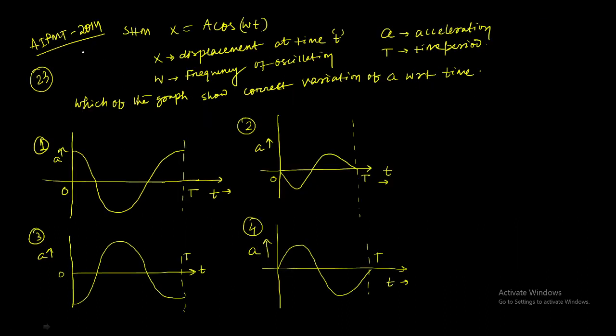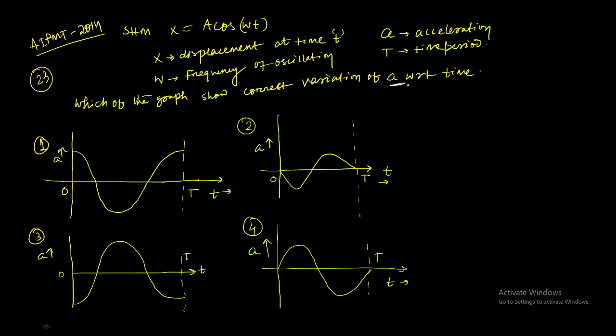Now see question number 23. SHM is given x equal to a cos omega t. x is the displacement at time t, and omega is the frequency of the oscillation. Small a is the acceleration and T is the time period. Which of the graphs shows the correct variation of a? a is the acceleration variation they are telling.